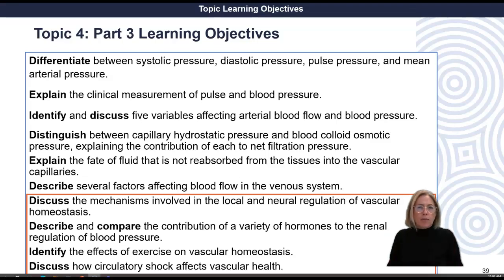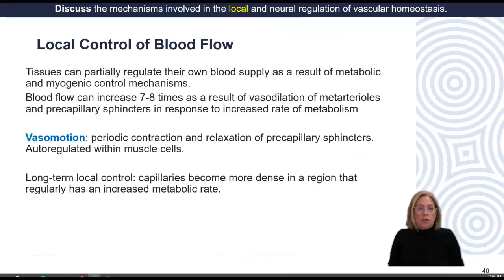We have spoken about that a bit in the endocrine topic too. Be able to identify the effects of exercise on vascular homeostasis and discuss how circulatory shock affects vascular health, just in very general terms. We'll start with the local control of blood flow, and tissues can actually partially regulate their own blood supply as a result of metabolic and myogenic control mechanisms.